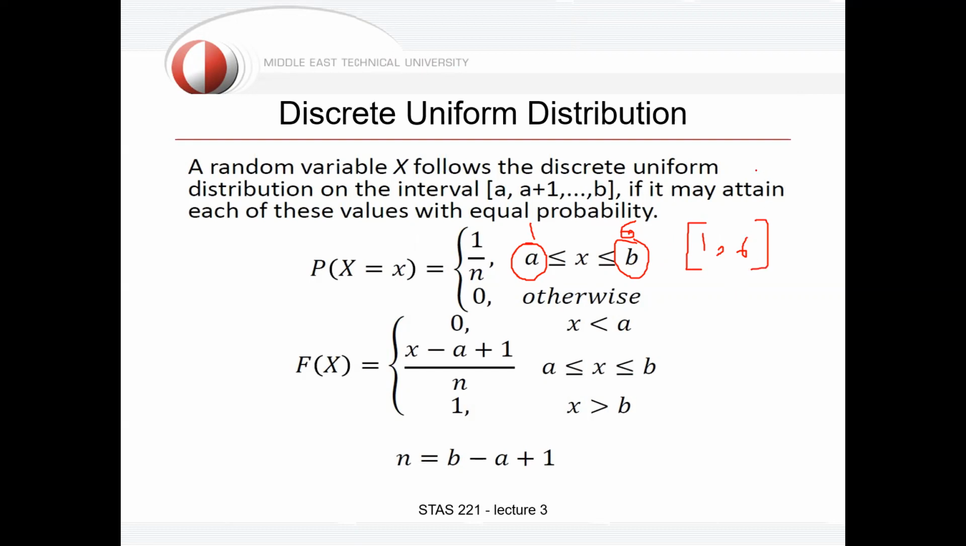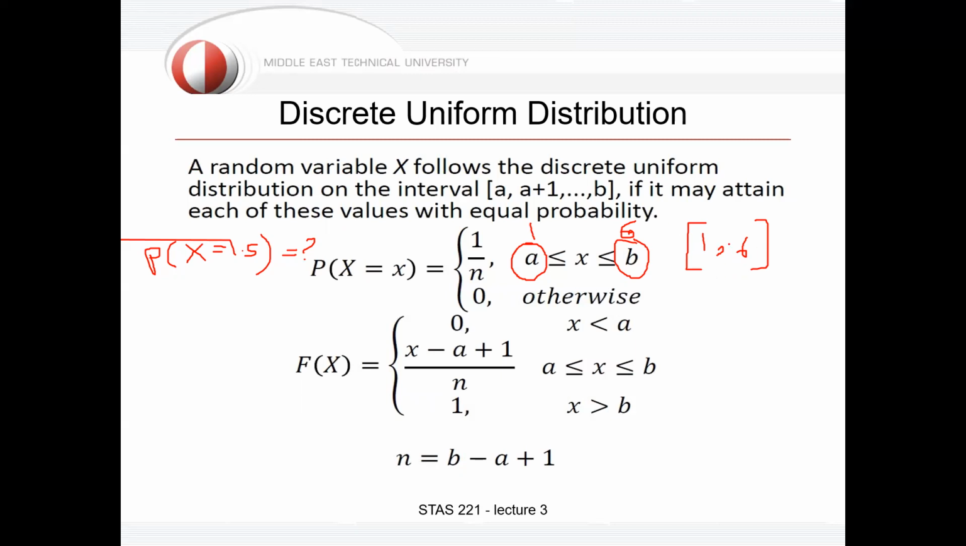But we know that only for integers we can have probability, right? So for example, what's the probability of 1.5 for throwing a die? Of course, this is 0 because we don't have a probability there. So 1, 2, 3, 4, 5, 6, and each one of these integers can have probability, which is 1/6.